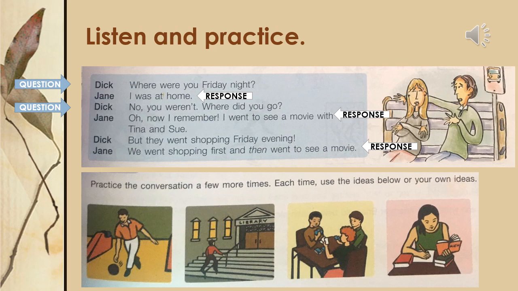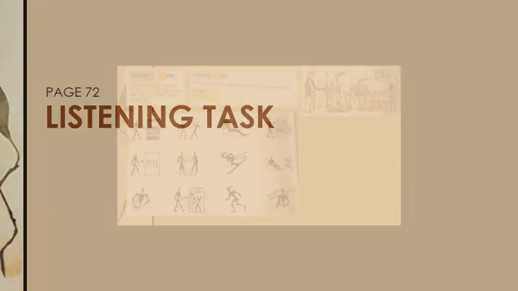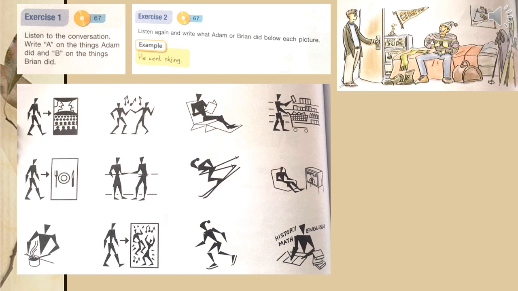Now let's go to the listening task. Page 72. Listen to the conversation. Write A on the things Adam did and B on the things Brian did. Now let's have a short discussion first. What activity might be in these pictures or drawings? What do you think is this?